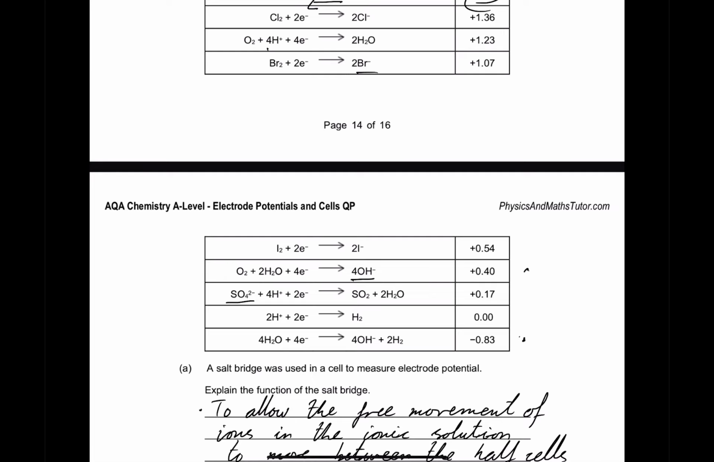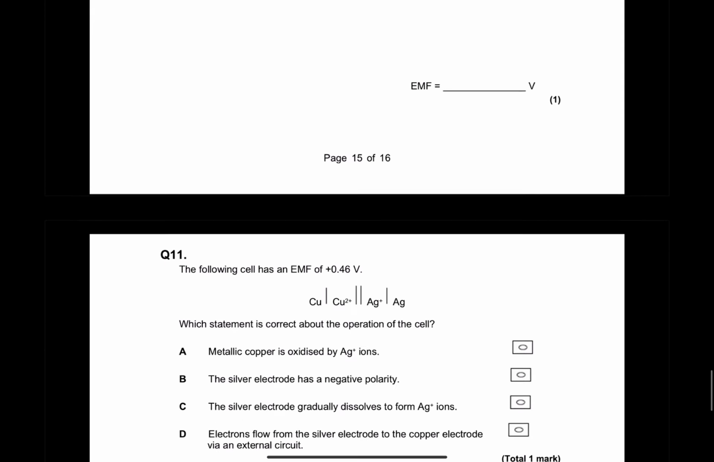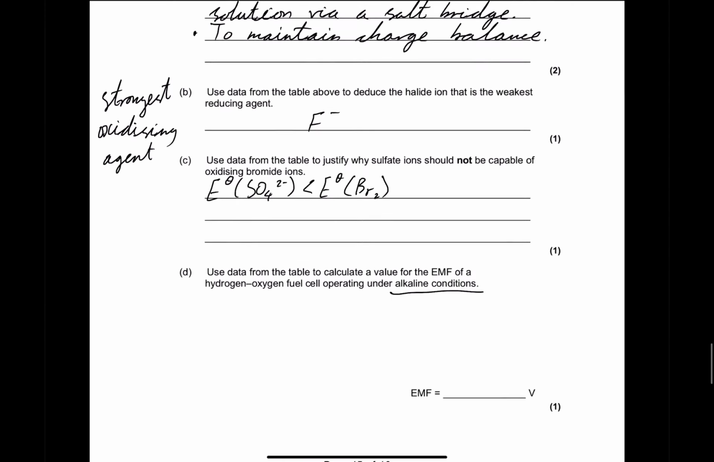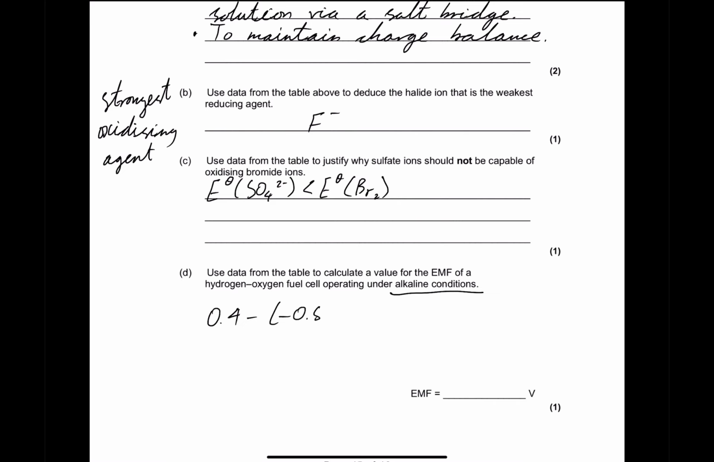And how much time have I got left? 2 minutes. So I don't want to spend too much time on this one. It's going to be 0.4 minus 0.83. Sorry, 0.4 minus (-0.83), which is 1.23. I could just do that in my head. 0.83 plus 0.4, so 1.23 volts.